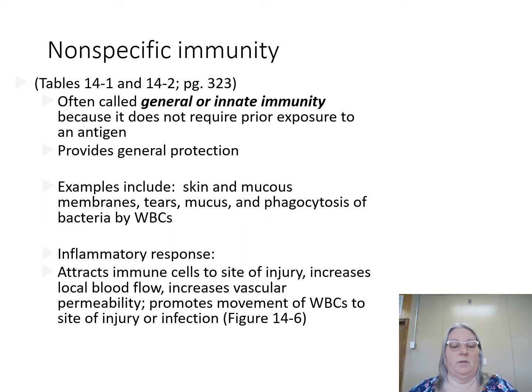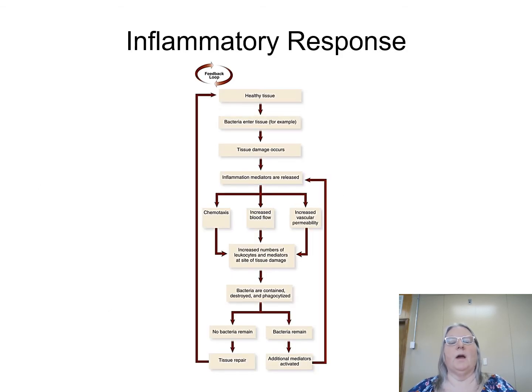When any of those things happen, we might have an inflammatory response. It attacks the immune cells at the site of injury and increases the blood flow to the area. It increases vascular permeability. It brings the white blood cells there to clean up the mess. This is a diagram that shows us about the inflammation response. It's a non-specific response that occurs in the body.